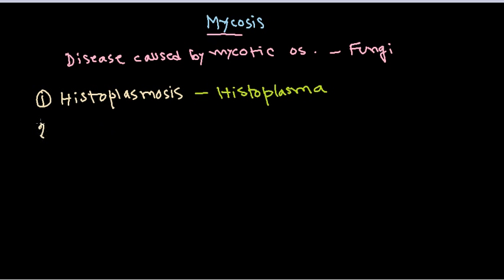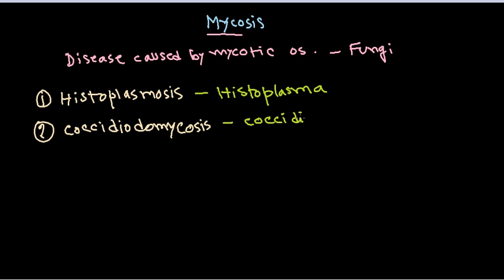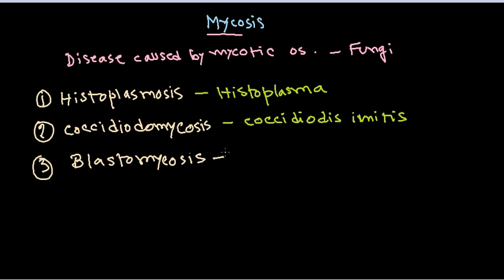Now the second example of a mycotic infection is coccidioidomycosis. The causative agent is Coccidioides immitis. The third kind here is blastomycosis, which is a very dangerous disease, and this is caused by Blastomyces dermatitidis.